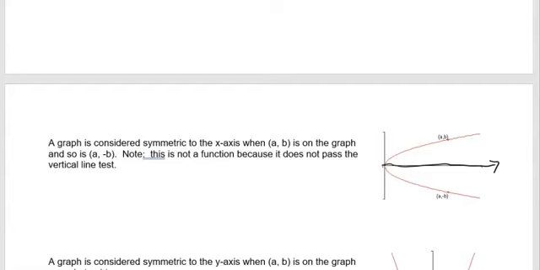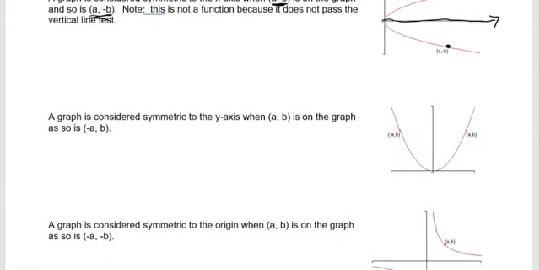Okay, now, mathematical definition. A graph is considered symmetric to the x-axis if (a, b) is a point, so what would that reflected point have to be? Well, it has the same x value, but the negative y value. There's our mathematical definition. So if (a, b) is on the graph and (a, negative b) is on the graph, it is going to be symmetric around the x-axis.